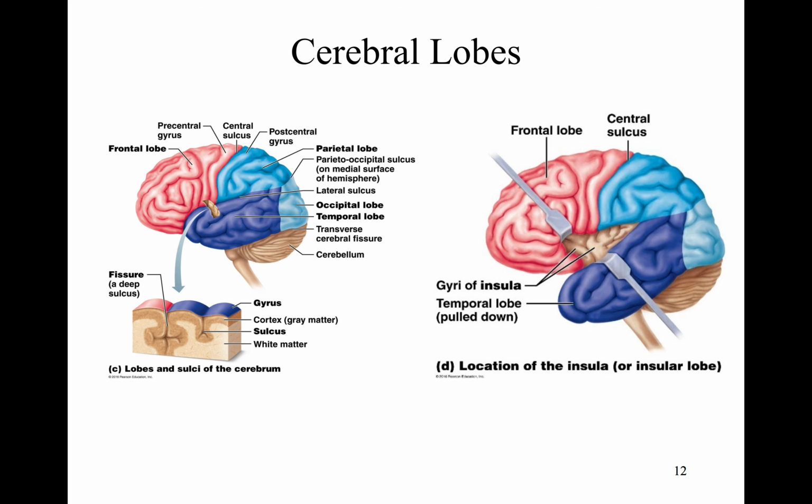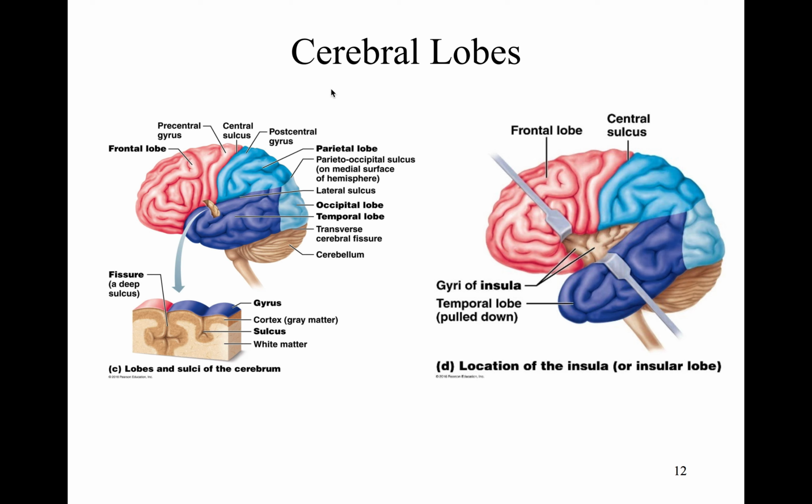The cerebral cortex can be divided into different lobes. So the cerebral cortex can be divided into the frontal lobe, the parietal lobe, the occipital lobe, the temporal lobe, and then if you were to actually pull back the frontal lobe and pull down the temporal lobe, you'd gain access to the insular lobe.